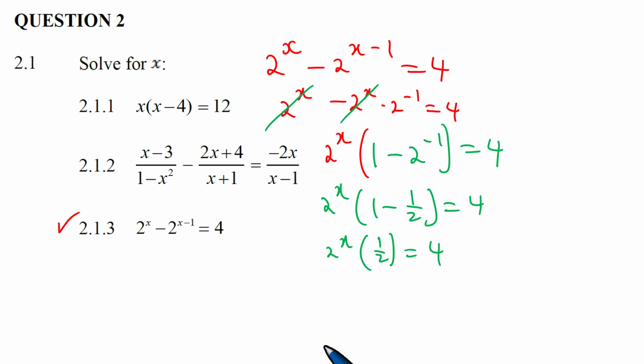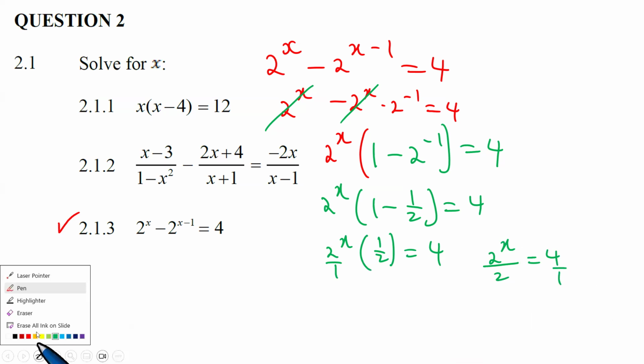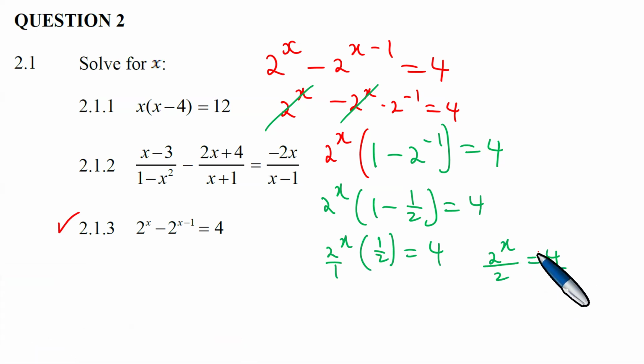Okay, I get what you're thinking there. So this one, you can just multiply at this point. You can imagine this one is over 1, like this. So that in the end, you multiply 2 to the power of x times 1, which is 2 to the power of x, divided by 1 times 2 equals what? 2, which is 4, like this. Then when you get to this point, this is like over 1, and then you cross multiply. Well done.